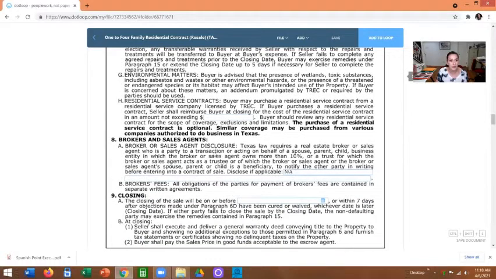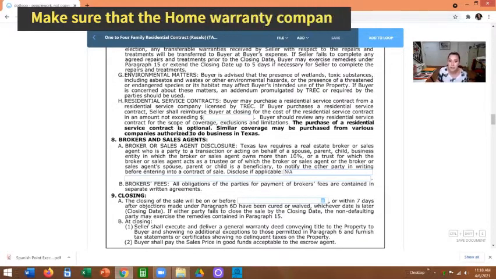Environmental matters, if a buyer's worried about them, they can hire an inspector to do those specialized things. Residential service contract, that's a home warranty, usually covers heating, cooling, plumbing, electrical within the house, different coverages, different limitations, different companies. Make sure that they are licensed in Texas.